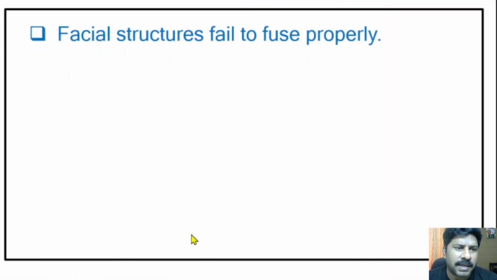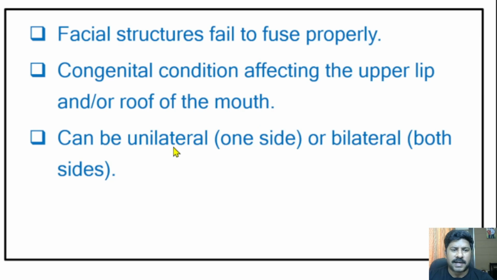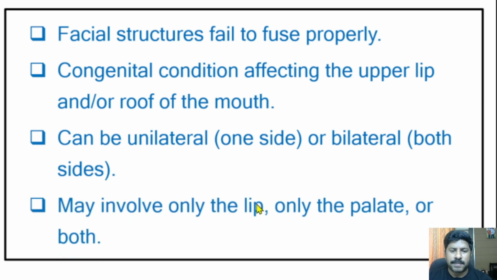Cleft lip or cleft palate is when facial structures fail to fuse properly. So that usually occurs at the 6 to 10 weeks of embryonic stage. These are congenital conditions affecting the upper lip and roof of the mouth. So the upper lip or palate may fail to join together. It can be unilateral, sometimes one side only. Sometimes it will be bilateral, both sides. It may involve only the lip, or sometimes only the palate, or both cleft lip and cleft palate will be there.